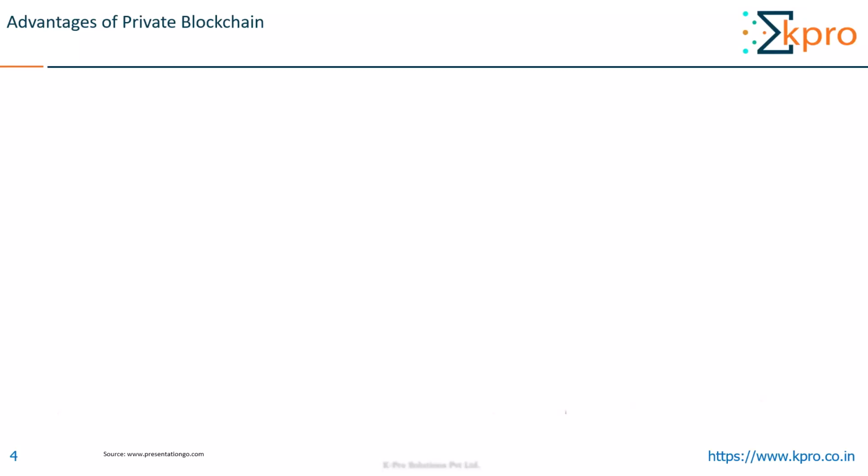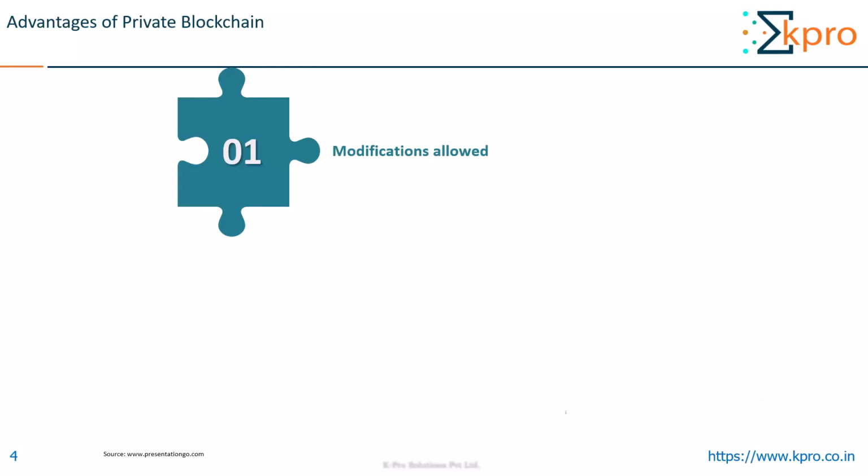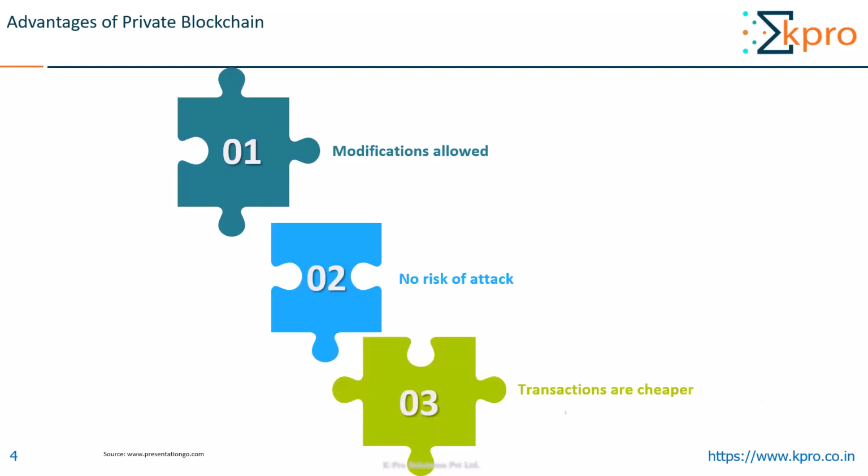Next, let us see some of the advantages of using a private blockchain. If need arises, the company that is running this private blockchain can easily change the rules, revert transactions, modify balances, etc. So here the modifications are allowed. Since the validators are already known, the risk of attack on the network does not apply here. Now we have seen that the validation is done by only the privileged node, hence cheaper transactions. So these are some of the advantages of using this private blockchain.